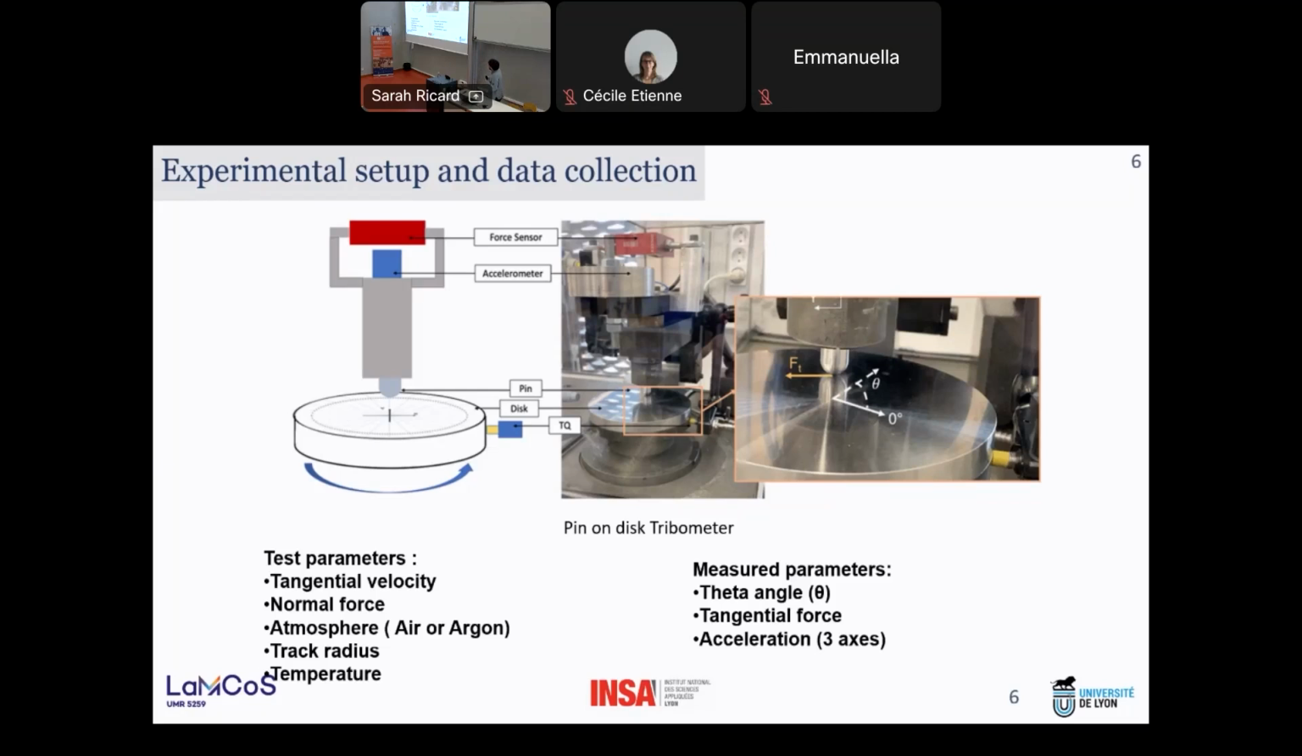We have measured a few parameters, such as tangential force, and by extension the friction coefficient, because we have used a model where we calculated it based on the ratio between tangential force and normal force, acceleration alongside the three axes, and we have used a coordinate system, theta, to track the wear track in the disk.